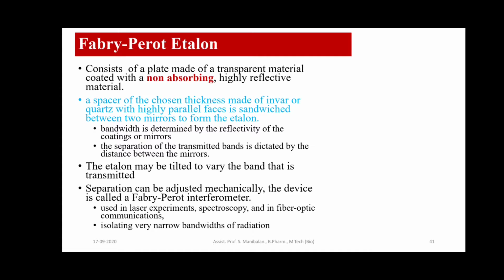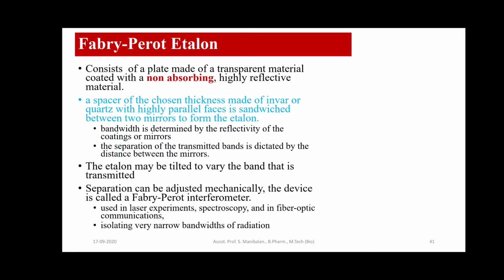Okay, Fabry-Perot etalon. Etalon is nothing but the sandwich model, same like the interference filter. This is the example for that actually. It consists of a plate made up of transparent material coated with non-absorbing material. So it is going to be a reflection or transmittance, right? Transmitting the waves. So it is not going to absorb any wavelength. Okay. A spacer of the chosen thickness made of invar.